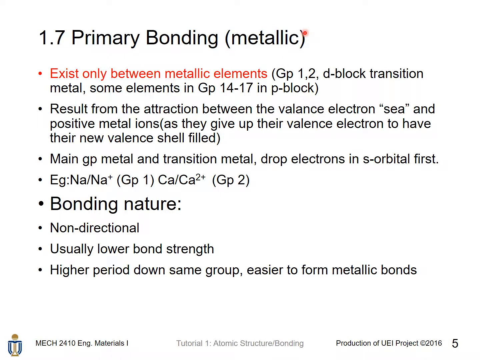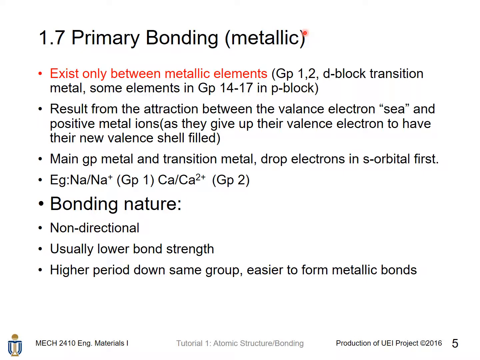Metallic bond only exists between metallic elements, which are mainly in group 1, 2, and some d-block transition metals, and some elements in group 14 to 17 in the p-block, which results from the attractions between the valence electron sea and possible positive metal ions.